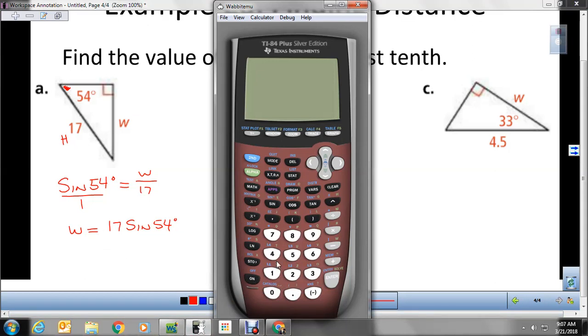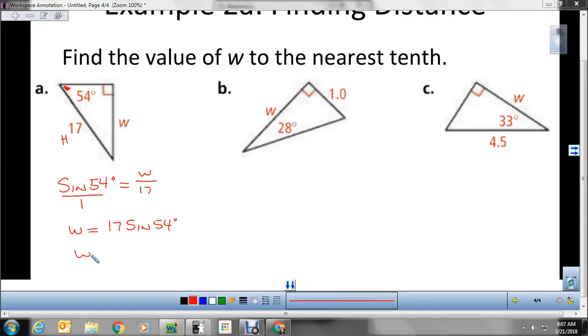and now we're going to first turn it on. So my calculator allows me to put 17, then hit the sine function, 54, close my parentheses, and hit enter. Now, our directions say round to the nearest tenth, which means I look at 13.77. The 7 is in the hundredths place, which means I'm going to round it up to 13.8. So W is equal to 13.8.